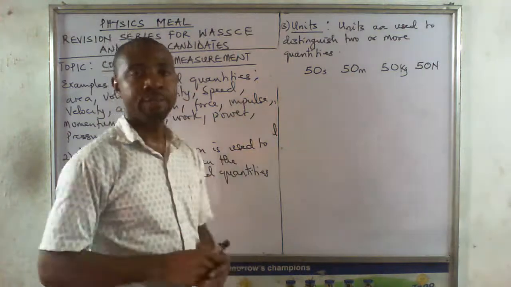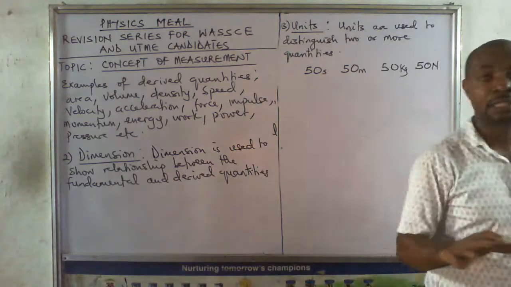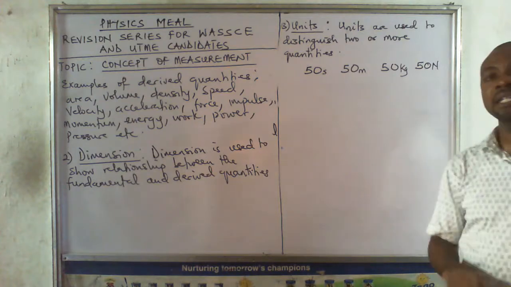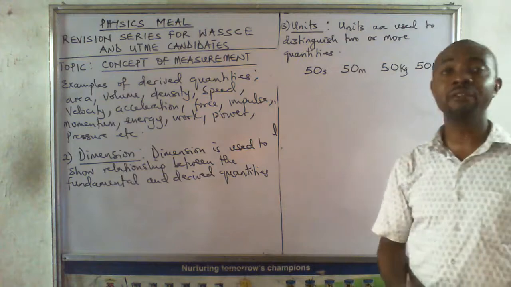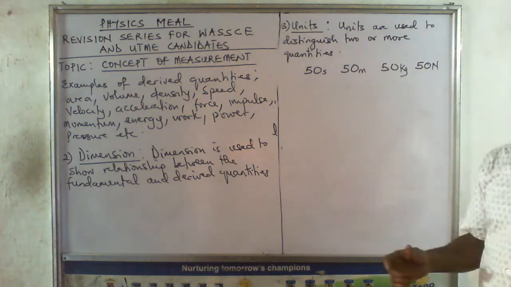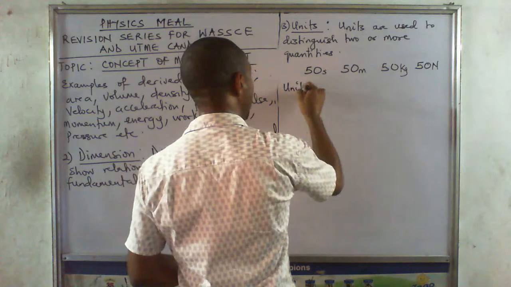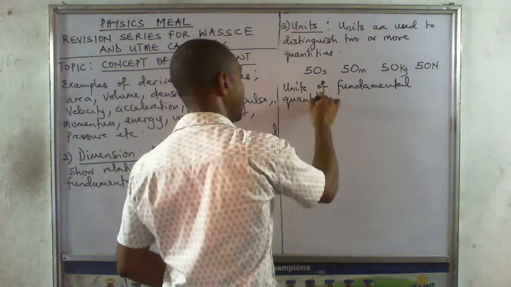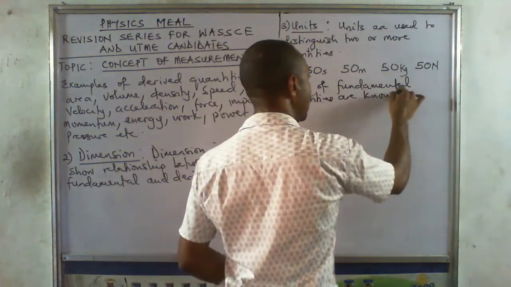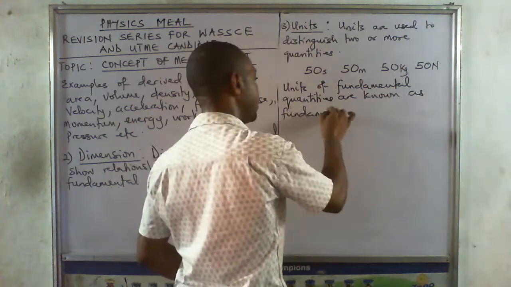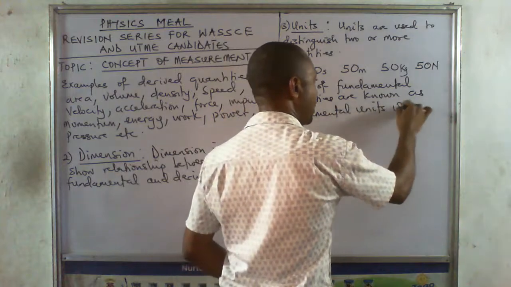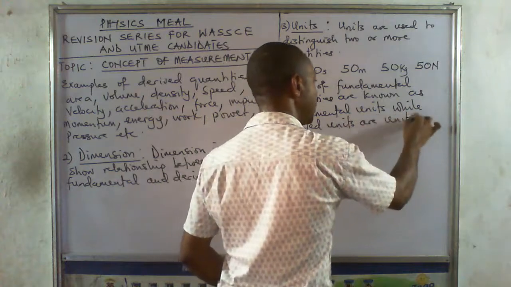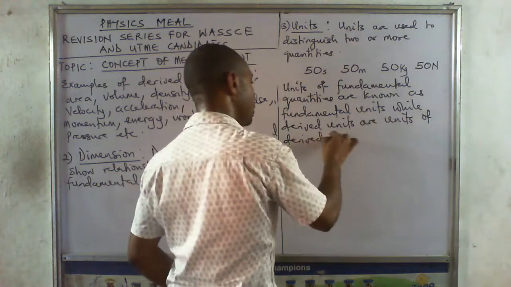All right. So quickly, we're going to put up a table. We're going to look at the dimension and the units of fundamental quantities. Now, it's important that we note the units of fundamental quantities are referred to as fundamental units, while the units of derived quantities are called derived units. So, units of fundamental quantities are known as fundamental units, while derived units are units of derived quantities.